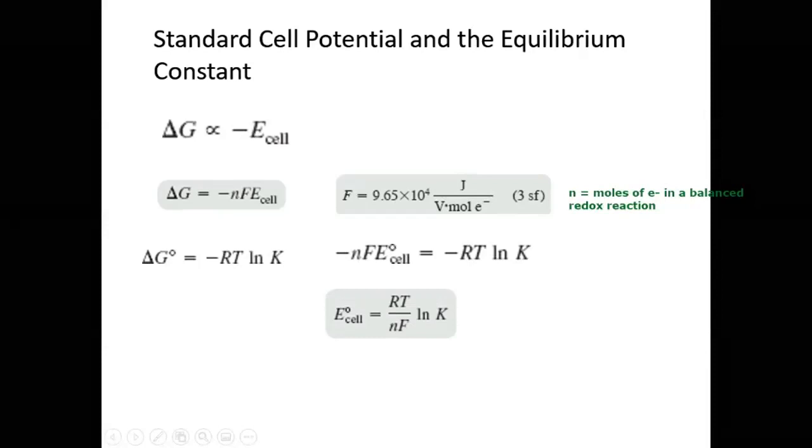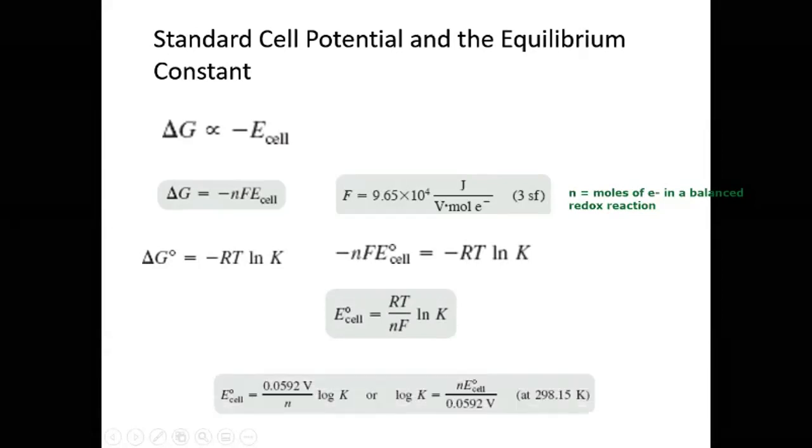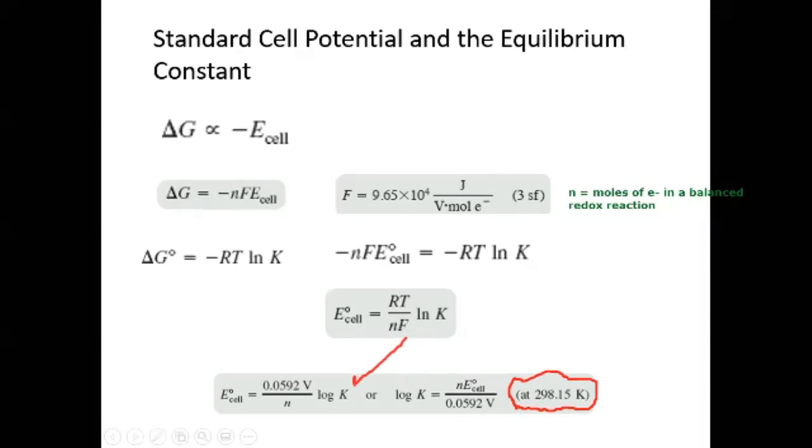Again, R is the constant 8.314. T is the temperature. Now, if it's at 298 Kelvin, we can simplify it to this form here. So the bottom form, again, is when the temperature is at 298 Kelvin. We can use this reduced form here. Now, if you want to see the conversion from ln of K to log of K, you can look in your book and they explain how they got there.